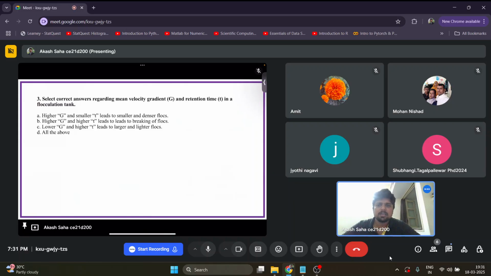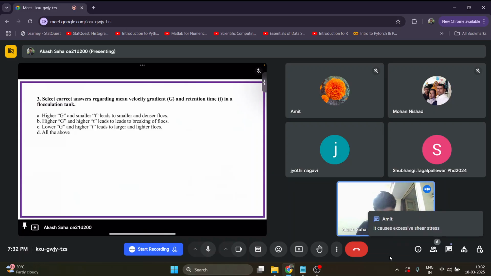Okay, so what is G? What does G indicate? It is called the mean velocity gradient, but what do we mean by it? Any idea? Addition of all the velocities? No, this is a velocity gradient, not a velocity. It won't make any proper sense here to take the mean of all the velocities. So it is the mean of velocity gradient. Yes, that is correct, Amit.